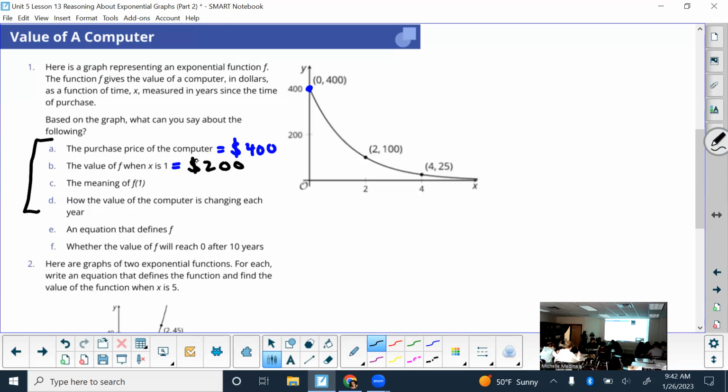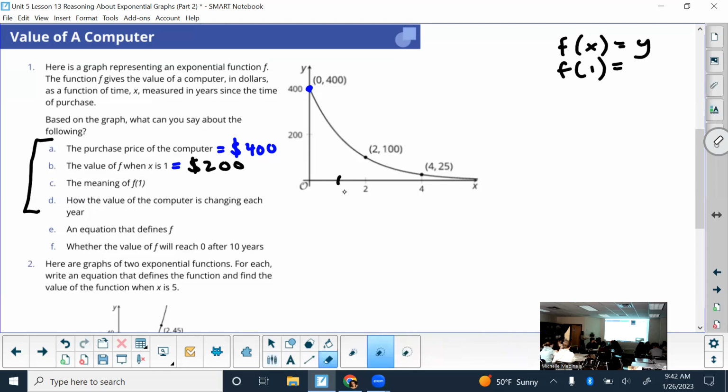All right, so here's how you can tell. It says when x is 1. What is the value of f? So remember, for function notation, f of x equals y. Find 1 on your x-axis, which would be halfway between 0 and 2, right? And then find where it touches on your graph. So about here. X is 1, y is what at that region? Good. So that's how you can figure it out from a graph.